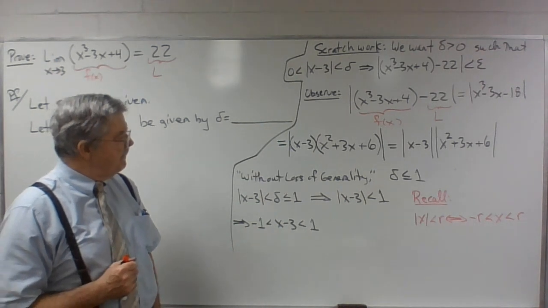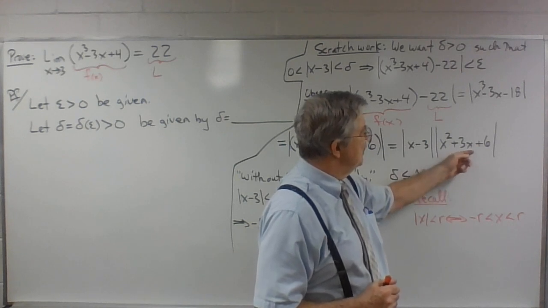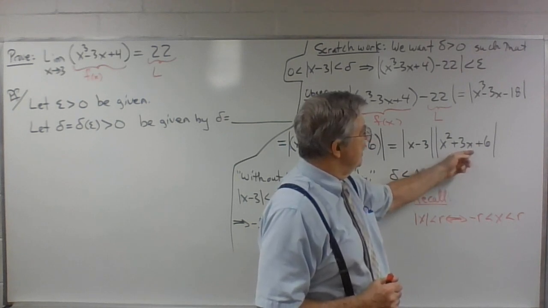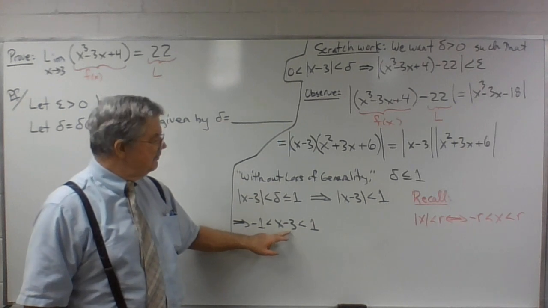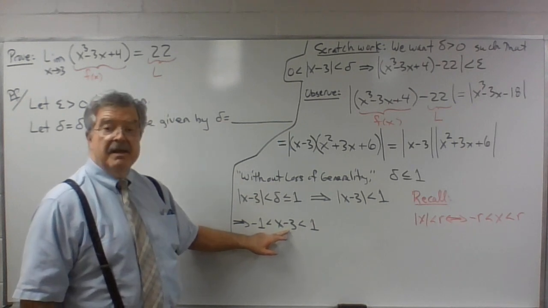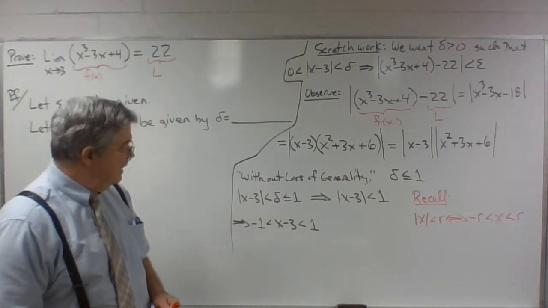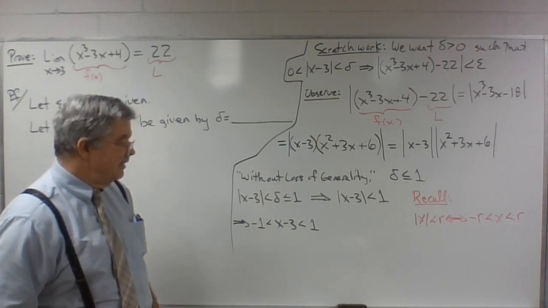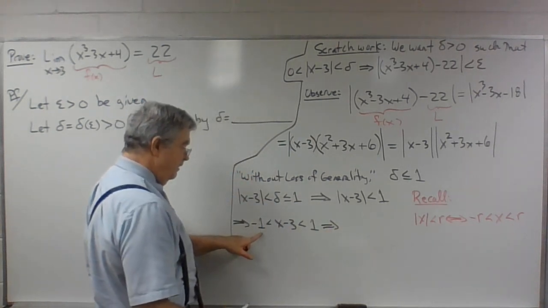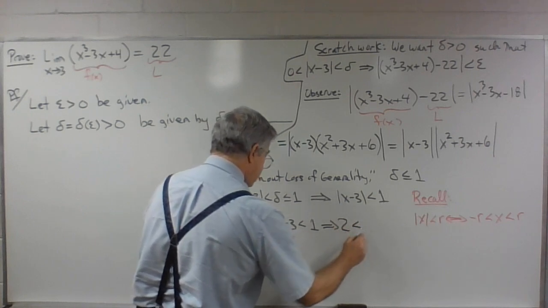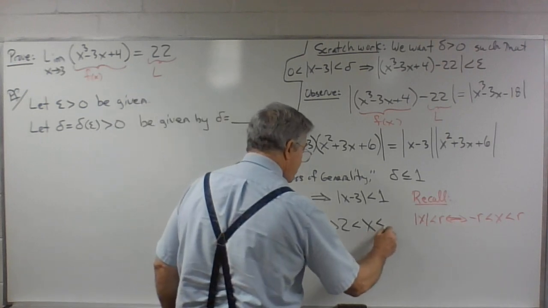Well, we don't have an x minus 2 here or an x minus 1 here. So what I'm going to do is I'm going to use this inequality to get an upper bound on the absolute value of x. I'll add 3 to all three sides. And I'll get 3 plus negative 1 is 2. 3 plus x minus 3 is x. And 3 plus 1 is 4.